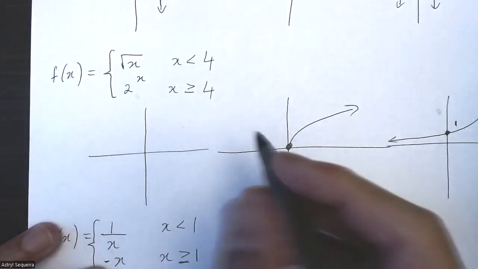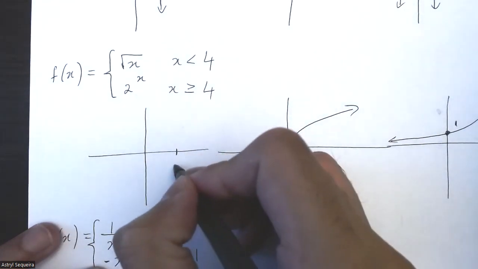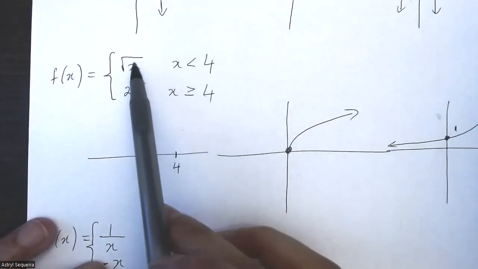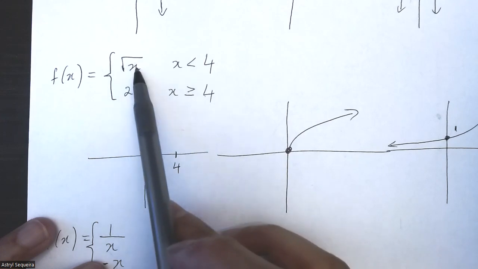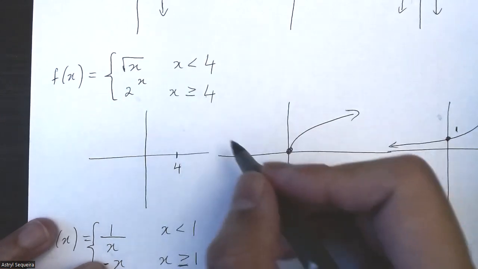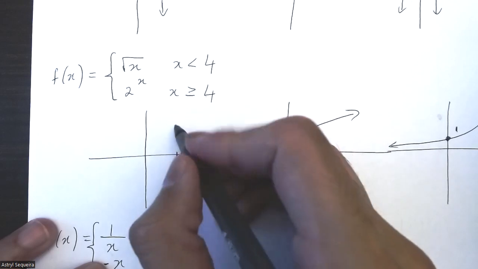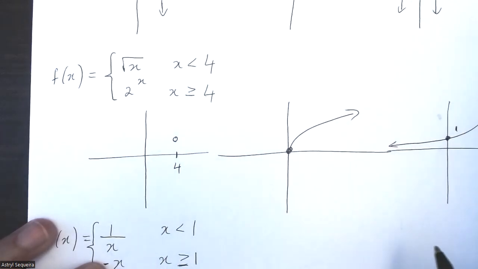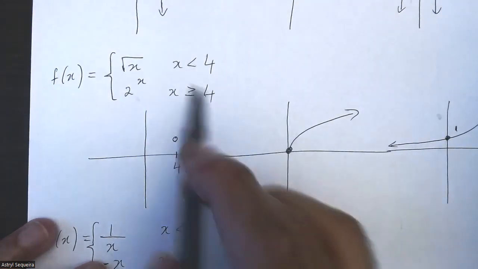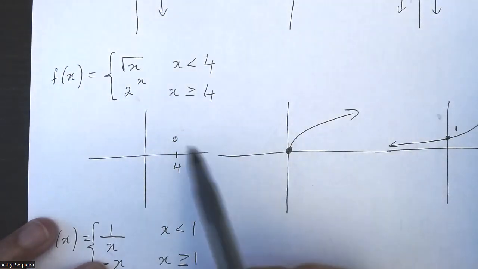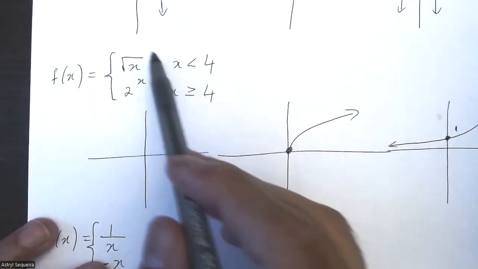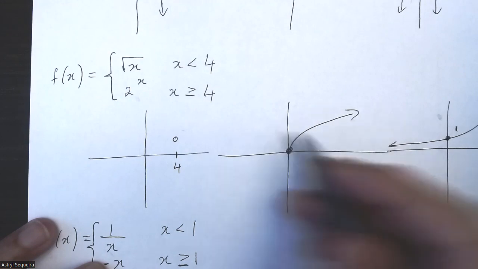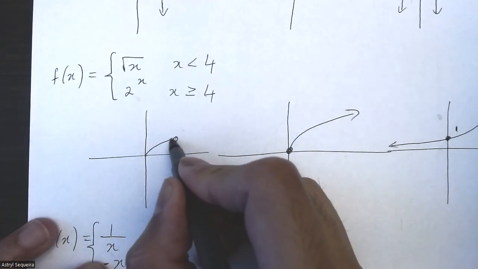Again, I'll start with the most important thing, which is marking my key x value, which is +4 in this case. If I sub in +4 in the first equation, the square root of +4 is just 2. So I'm going to put an empty dot over here because it's less than 4, and there's no equal sign. And then I'm going to draw the left side of this because the first function is the left side if it's a less than sign. So it's just this little bit over here. It just looks like that.